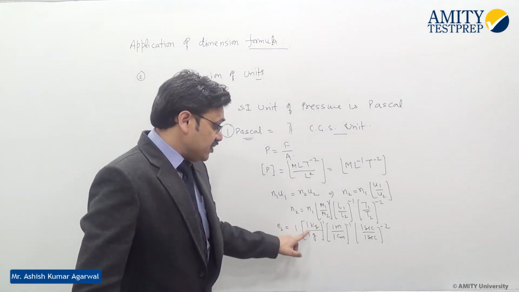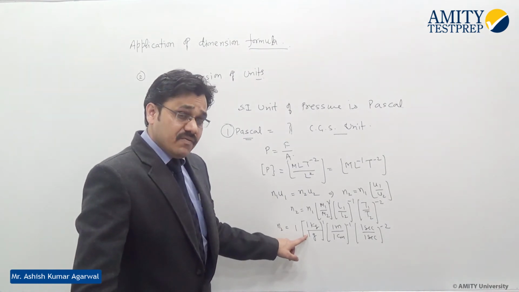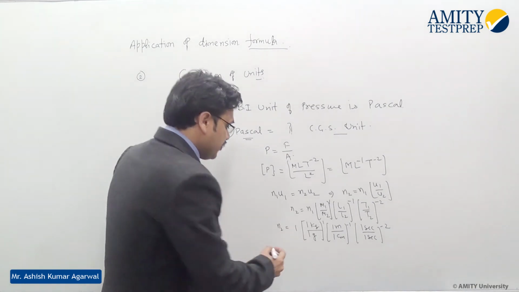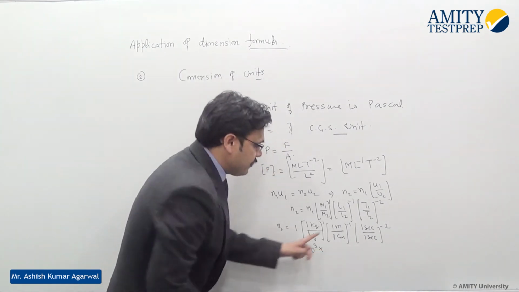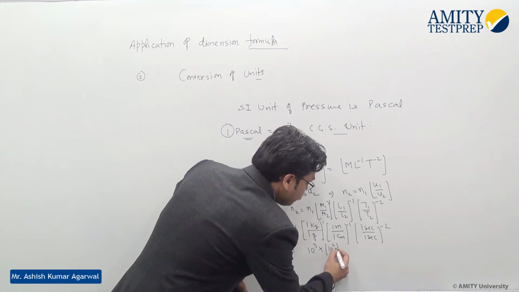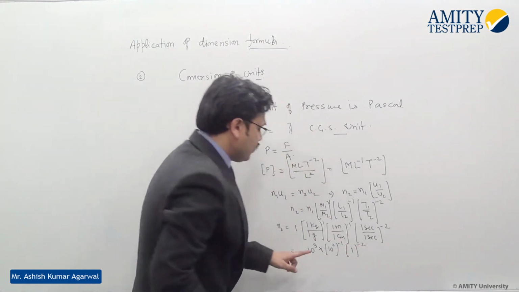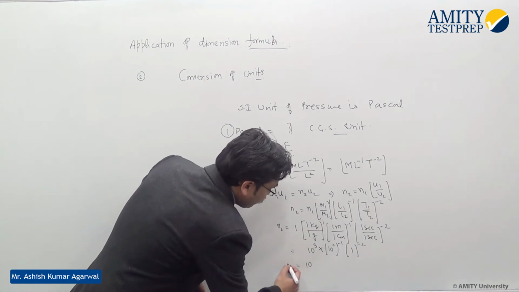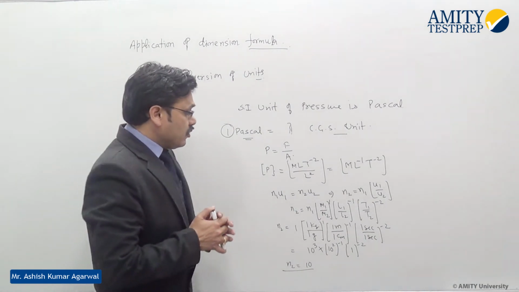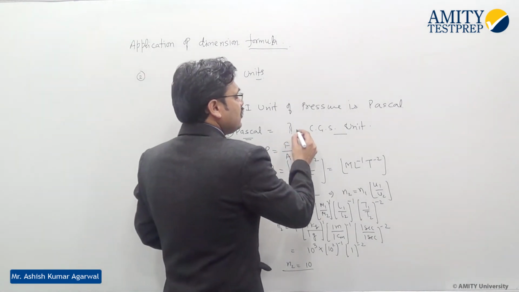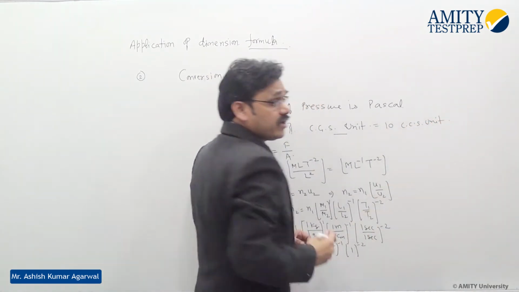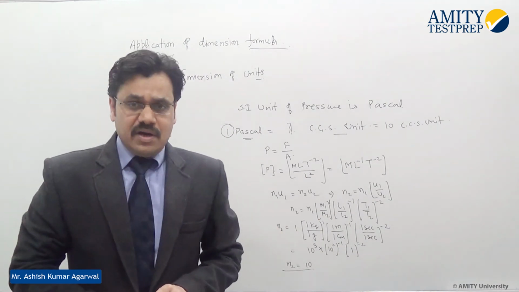Now what is the relation between 1 kg and 1 gram? Clearly 1 kg equals 10 to the power 3 grams. So if you cancel out the grams, you get 10 to the power 3. For meter it is 10 to the power 2, raised to the power minus 1, and this is 1 to the power minus 2. By solving this you get 10. So the numerical value, or the conversion ratio, here is 10. So you can say the numerical value of 1 Pascal equals 10 CGS units. In this way you can convert one unit system into another.